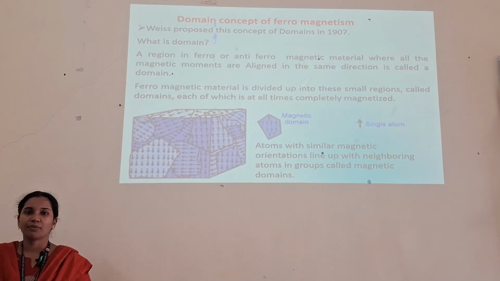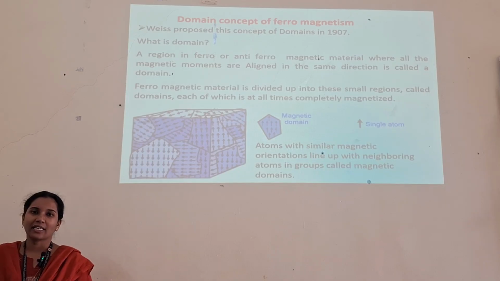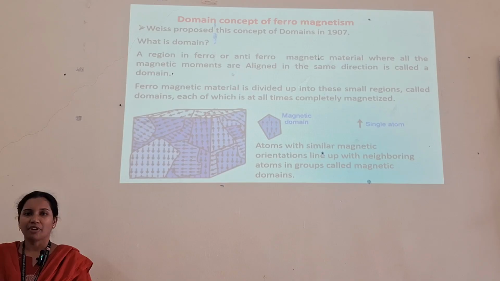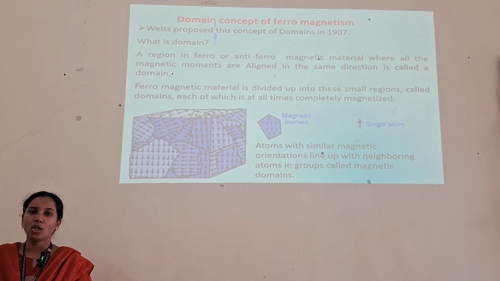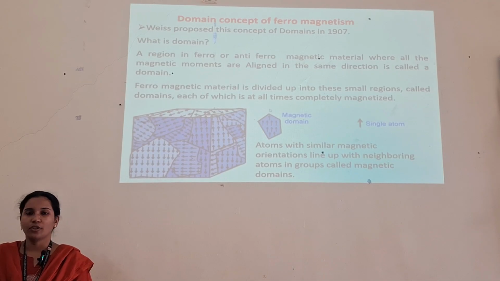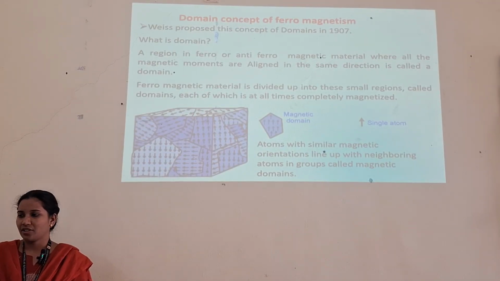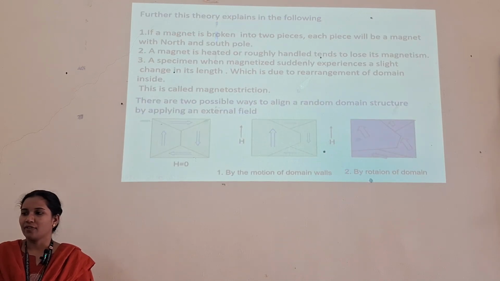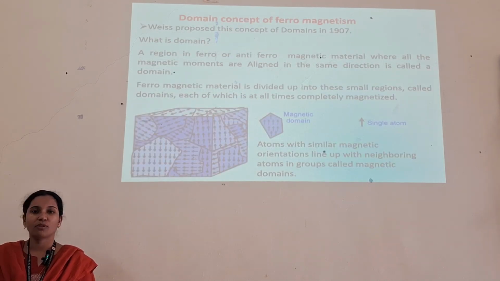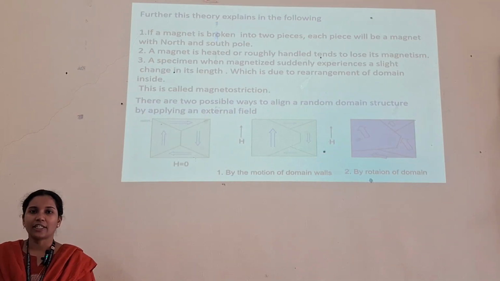The next concept is the domain concept of ferromagnetism. This concept of domains was proposed in 1907. A domain is a region in a ferromagnetic or antiferromagnetic material where all the magnetic moments are aligned in the same direction. A ferromagnetic material is divided into small regions called domains, each of which is at all times completely magnetized. This is a magnetic domain, a single moment. Further, this domain concept of ferromagnetism explains that if a magnet is broken into two pieces, each piece will be a magnet with a north pole and a south pole.